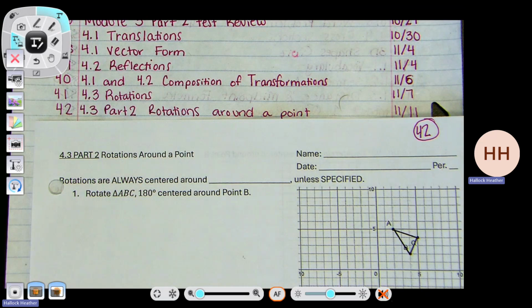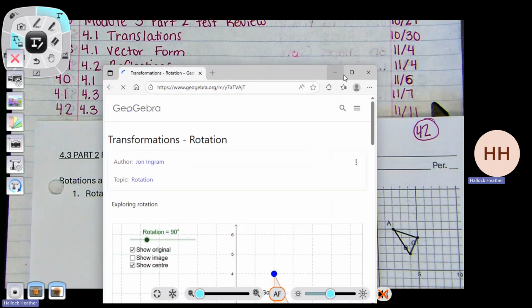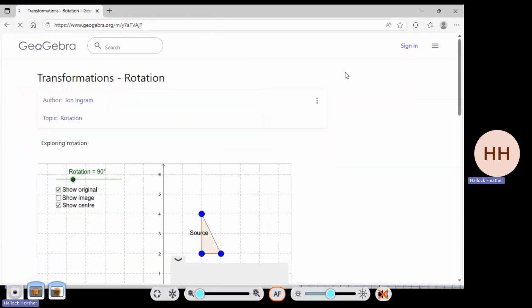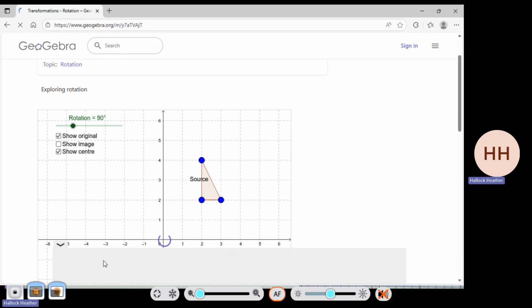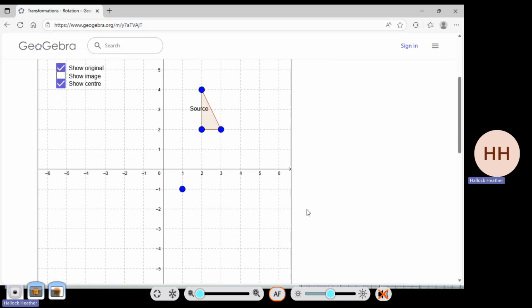GeoGebra. Enter. Okay, so normally for rotations, I'm going to open this real quick. This is what we had the other day that we worked with. You could use this for what we're doing today as well.